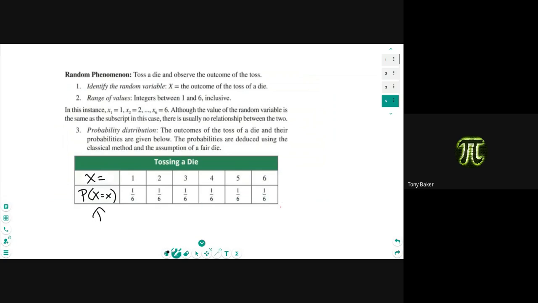Yes. I assume all of these are going off of theoretical, right? Mm-hmm. Okay. Well, yes and no.